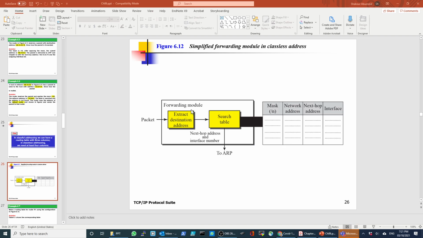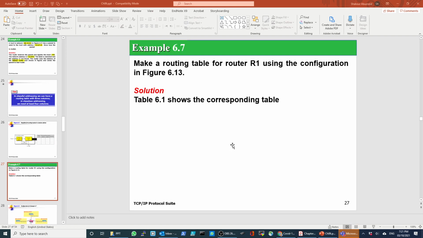We have the packet. The first thing we do is extract the destination address. Then we get the next hop address and interface number. We search the table, and we send it to the ARP. The ARP's job is to get you the physical address, and then you forward the packet.